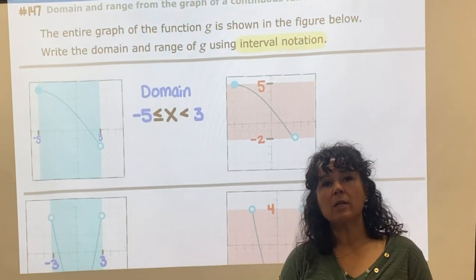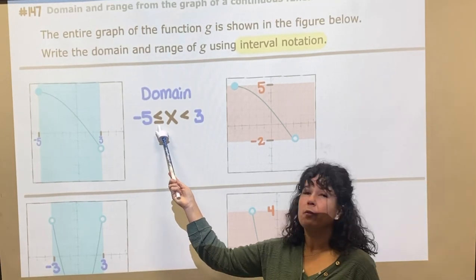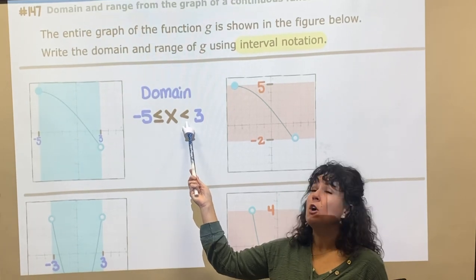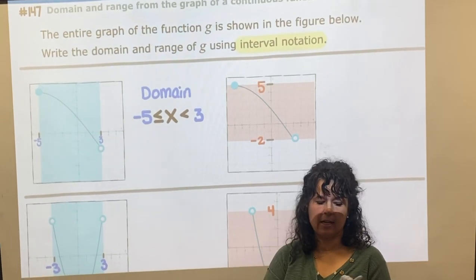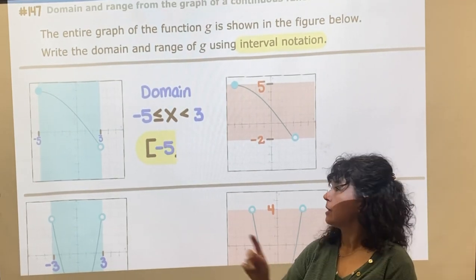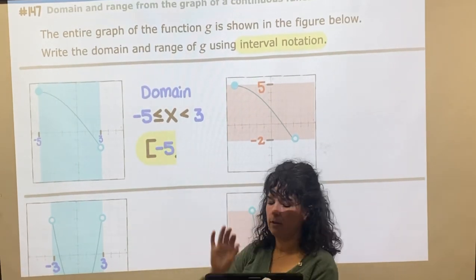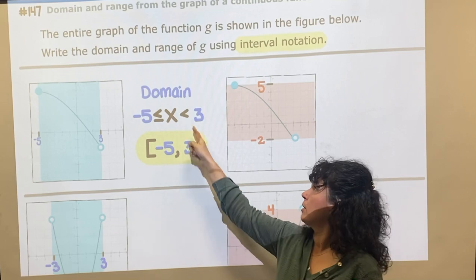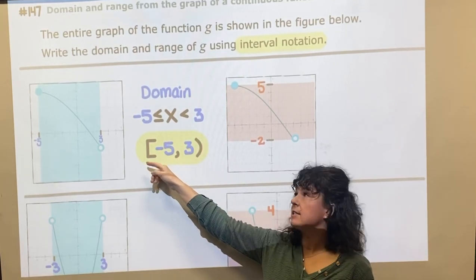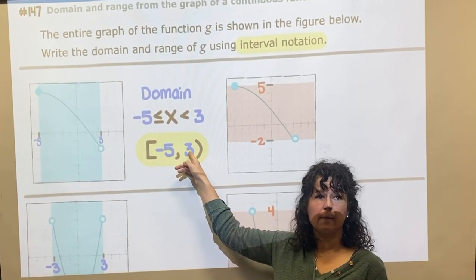Now ultimately they would like interval notation instead. So you want to remember that when you have an underline, that goes with a bracket, and no underline is a parenthesis. So the notation here is going to be bracket, because the underline, -5 through 3, and then parenthesis. So my final answer is the interval -5 through 3.